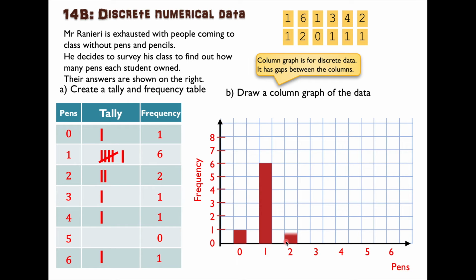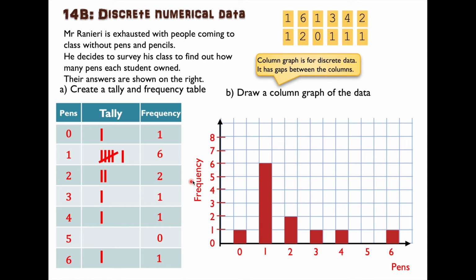How many people had 2 pens? Coincidentally, 2 people had 2 pens. How many people had 3 pens? Just 1. How many people had 4 pens? Just 1. No one had 5 pens, so I don't need to put anything there. And how many people had 6 pens? Just 1. Cool. And now I have a beautiful graph.